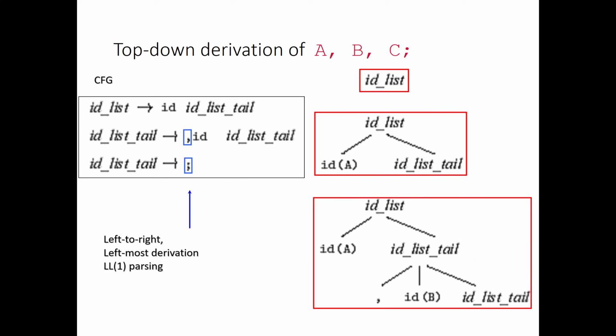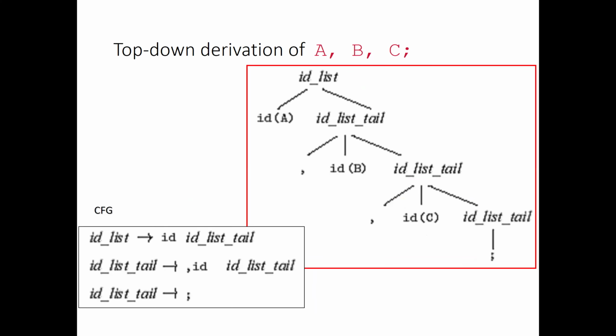That is called LL parsing. From the left-hand side only, we are substituting the derivation values. That is the example of top-down derivation. I hope you understand. For this we have substituted this value, and for this we have substituted this value. Finally, we have substituted the comma using this context-free grammar. We have substituted A, comma, B, comma, C, semicolon. So for this expression, we have done a top-down derivation.